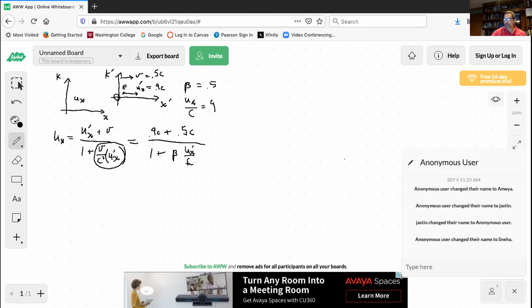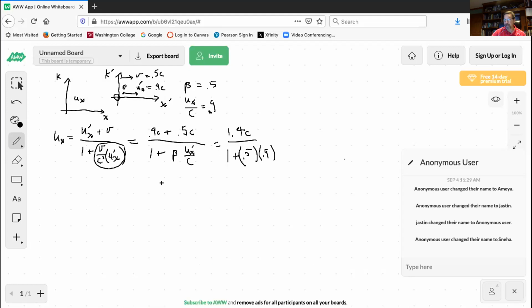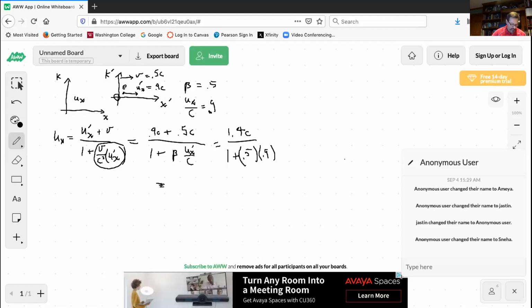So if you write it like this, the denominator is a little easier. Let's see, 1.4c, that's the impossible answer. That's why we have to be decreasing it somehow. And the answer is we're dividing it by 1 plus beta, which is 0.5, times 0.9 right here. Okay, and obviously this is greater than 1, so that saves the day mathematically. We can't be greater than the speed of light.